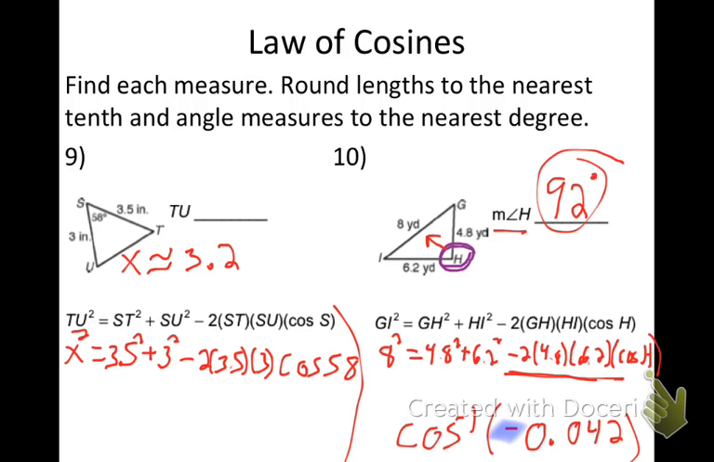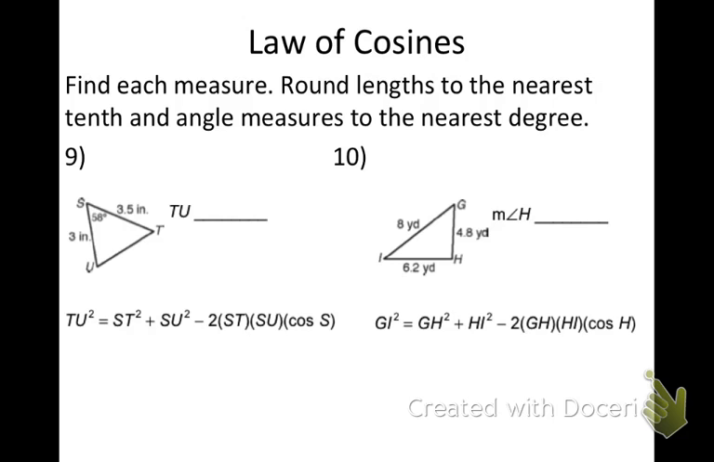Where'd you get that negative 0.402? It came from what I have here. I had 8 squared equals 4.8 squared plus 6.2 squared minus 2 times 4.8 times 6.2. So I had to square all those. I subtracted them, then I divided them by this part right here. And then on the left side is where you got the negative 0.402. Why didn't you do anything with the cosine? Because I'm trying to find the cosine. So I had to leave it to the very end.